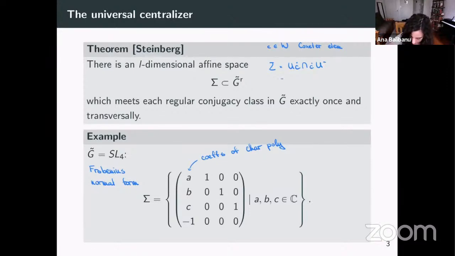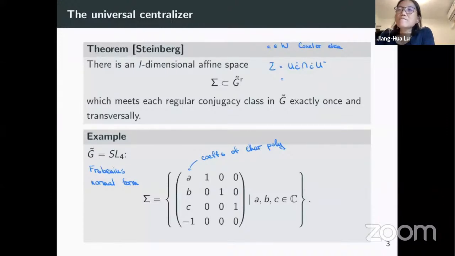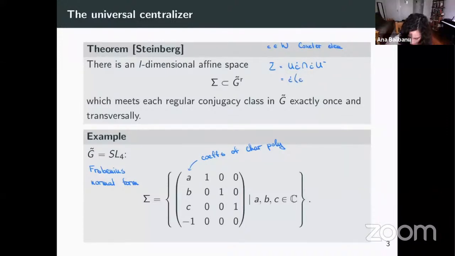And also, since I've said this, I will also say that I can write this as, I can pull out a C.